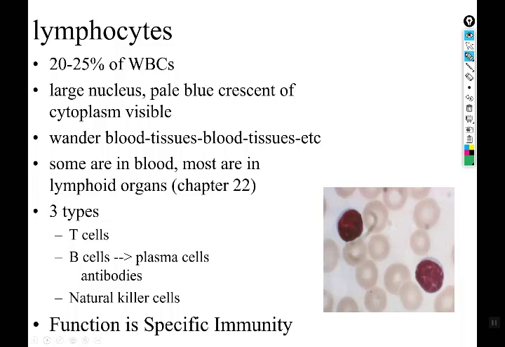But you see the most of these in lymphoid organs. So in the lymph nodes, in lymphatic tissues in your gut, and guarding your mucous membranes. And we'll talk more about that in chapter 22. So the function of lymphocytes is specific immunity, meaning that they remember the pathogens they encounter so that next time you get infected with one, they will attack it more quickly, and then you never get sick, which is awesome.